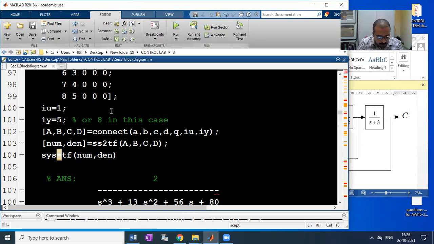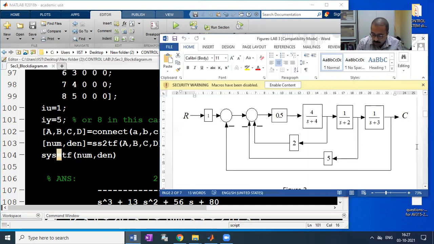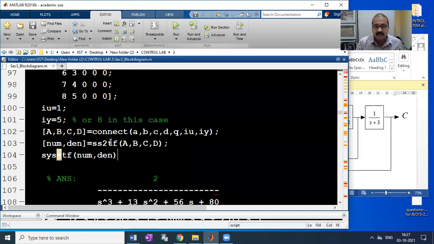But MATLAB requires that we specify small ABCD. With the help of all these input arguments, MATLAB will generate capital ABCD. That represents the ABCD matrix for the total block diagram, the overall block diagram. You will get the final ABCD form. Once you have the final ABCD form, we have to convert that into transfer function form with the help of the command ss2tf. That is what is done here. So you will get the effective numerator and denominator of the overall transfer function.